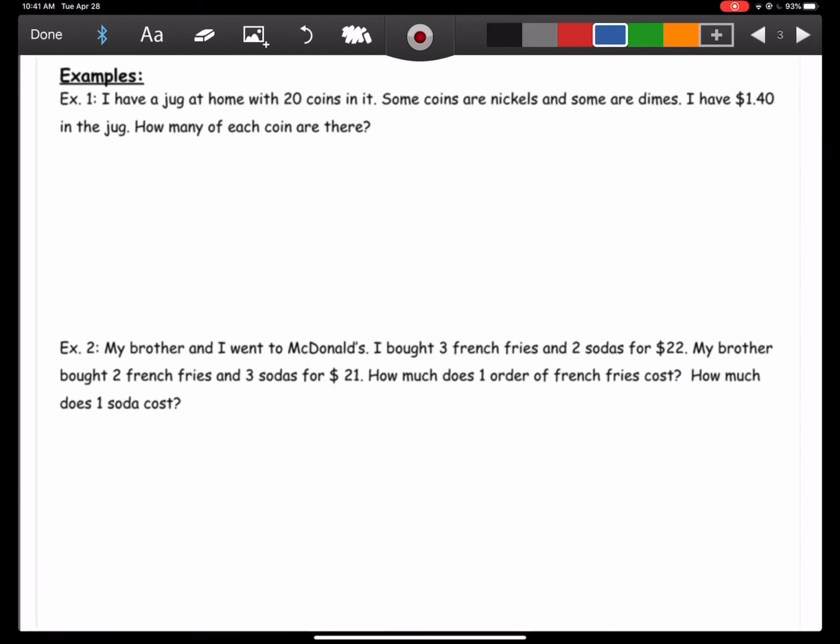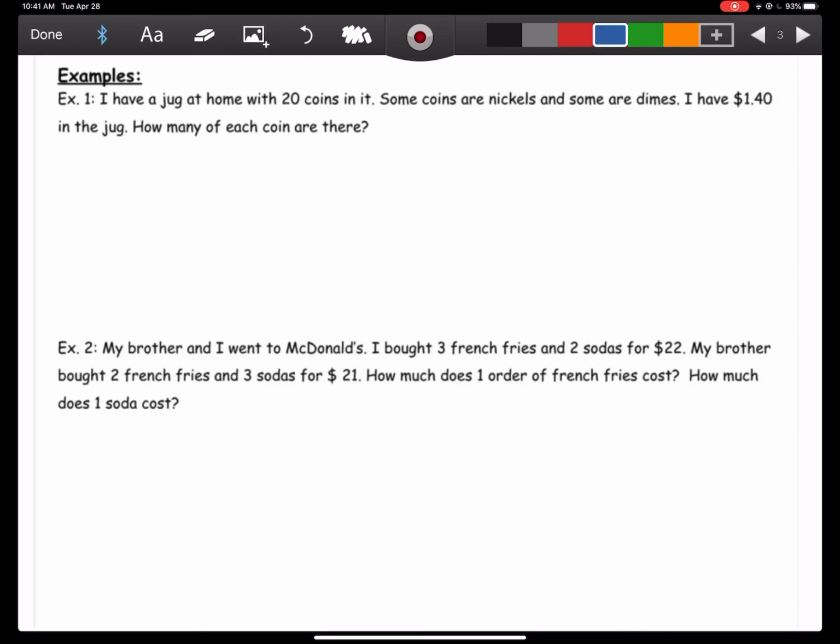All right. So this next problem, example number 1, I have a jug at home with 20 coins. Some coins are nickels.